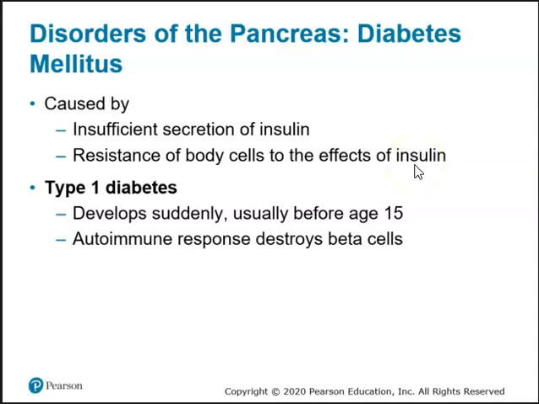So when we speak colloquially or in layman's terms, we talk about diabetes. People think of a diabetic patient being the typical obese, older adult. However, we know that there are 2 types of diabetes mellitus. We have type 1 diabetes, which can develop suddenly, and it was known as juvenile diabetes, and usually develops before the age of 15. The cause of type 1 diabetes is usually an autoimmune response that destroys the beta cells, which are the cells that secrete insulin.